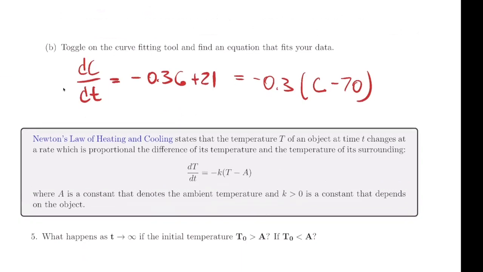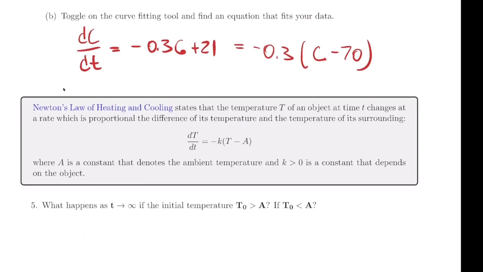And this is exactly a special case of what is called Newton's law of heating and cooling. And what this law says is that the rate at which something heats or cools is proportional to the difference between the temperature of that object and the ambient temperature in the room. So this A denotes ambient temperature.